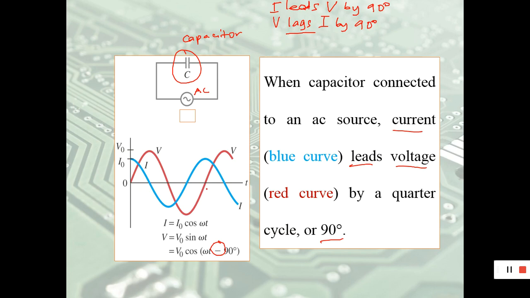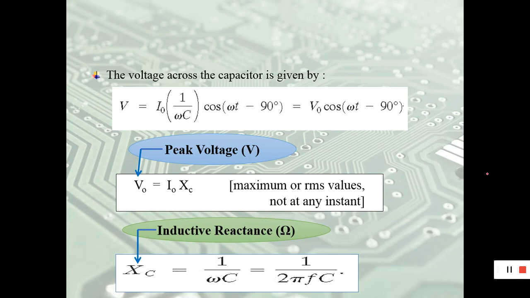For example, we can see at this graph, this is the I peak and this is the V peak. We can see I reaches the peak first, then after that V reaches the peak. So it means that I is in front, leads V, while V lags I. Because V lags I, we put negative here to represent the lagging.